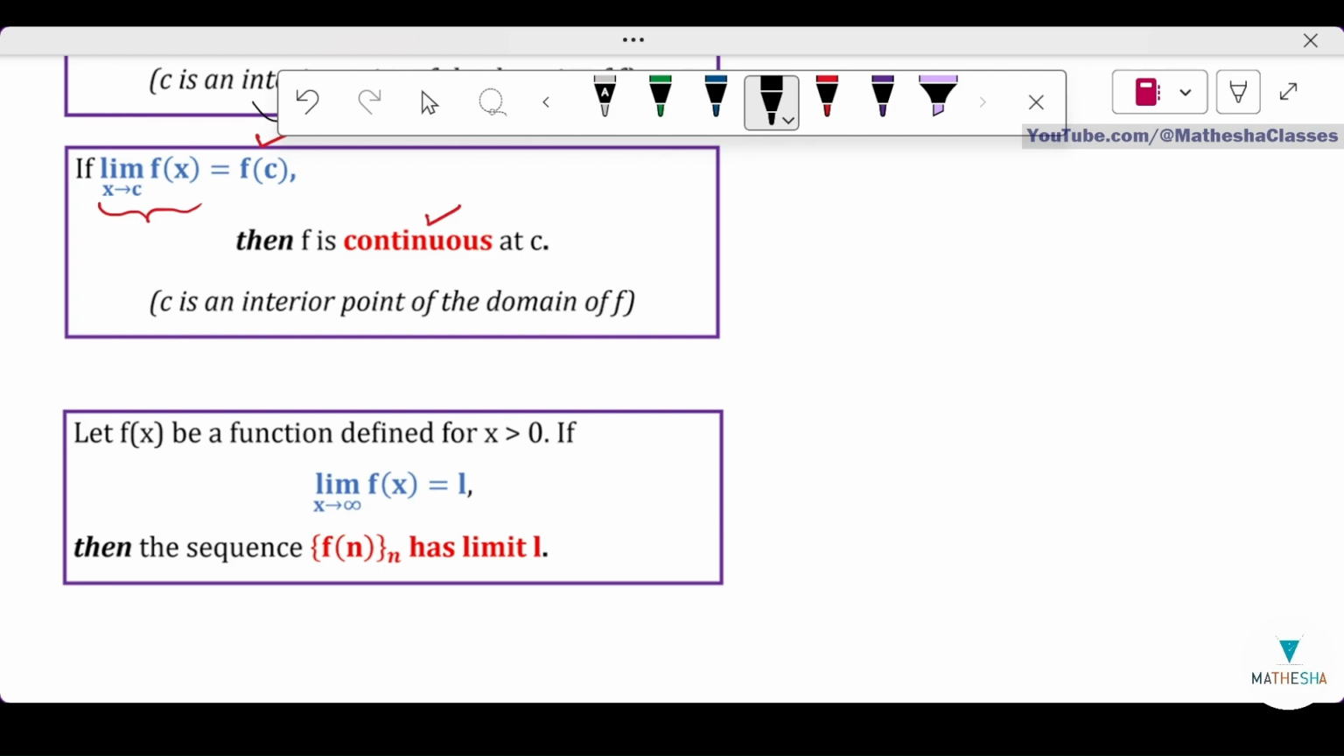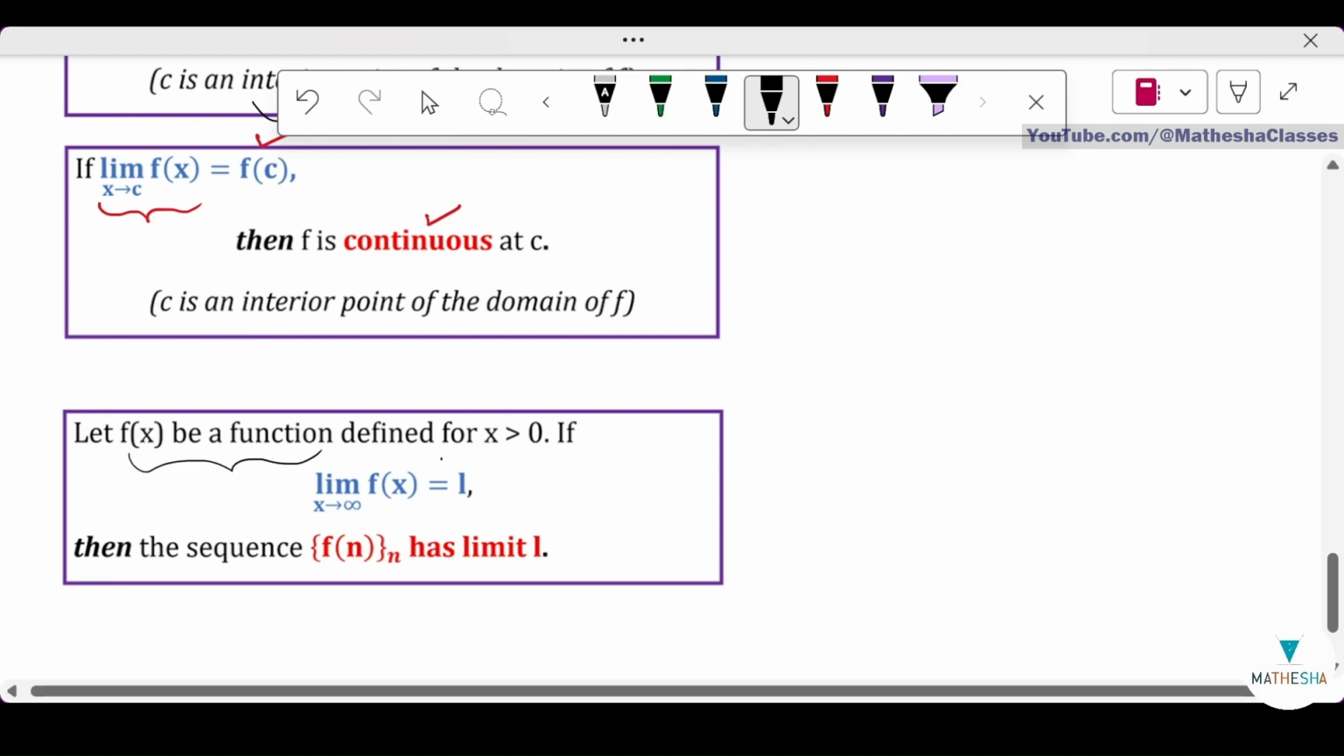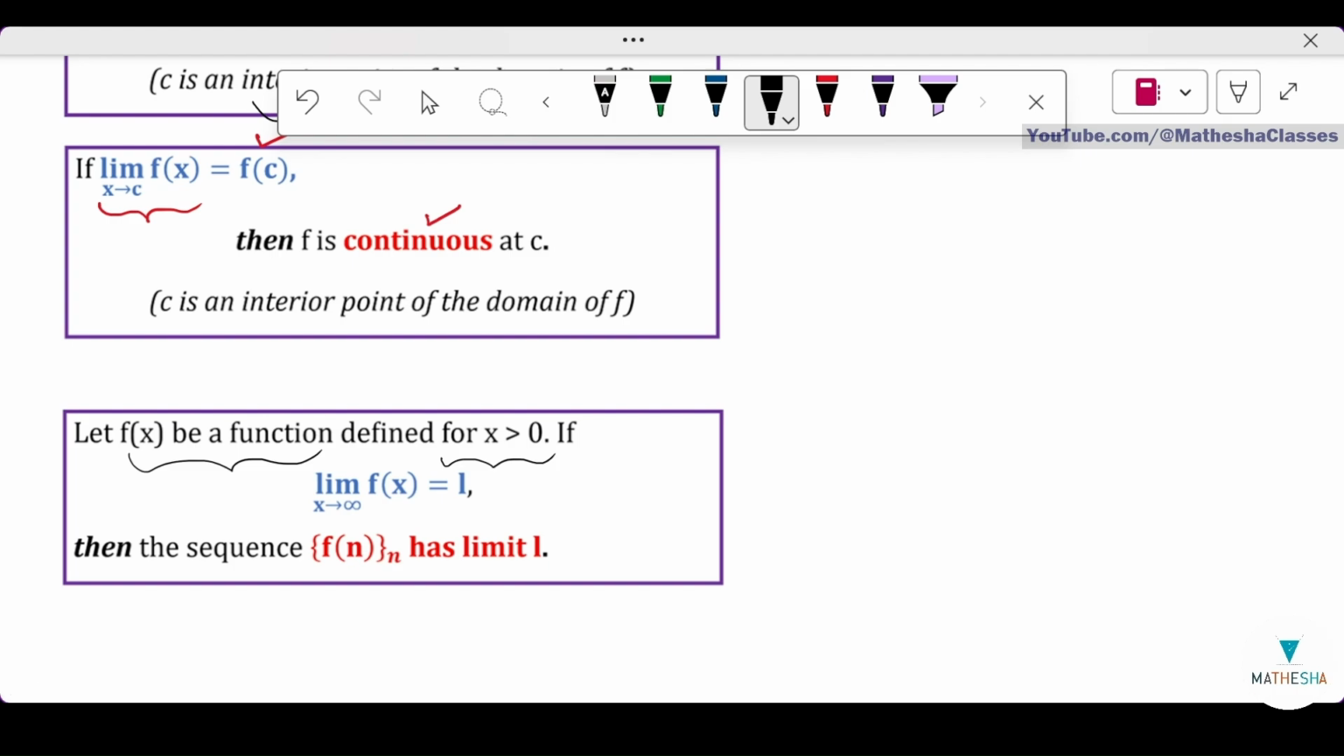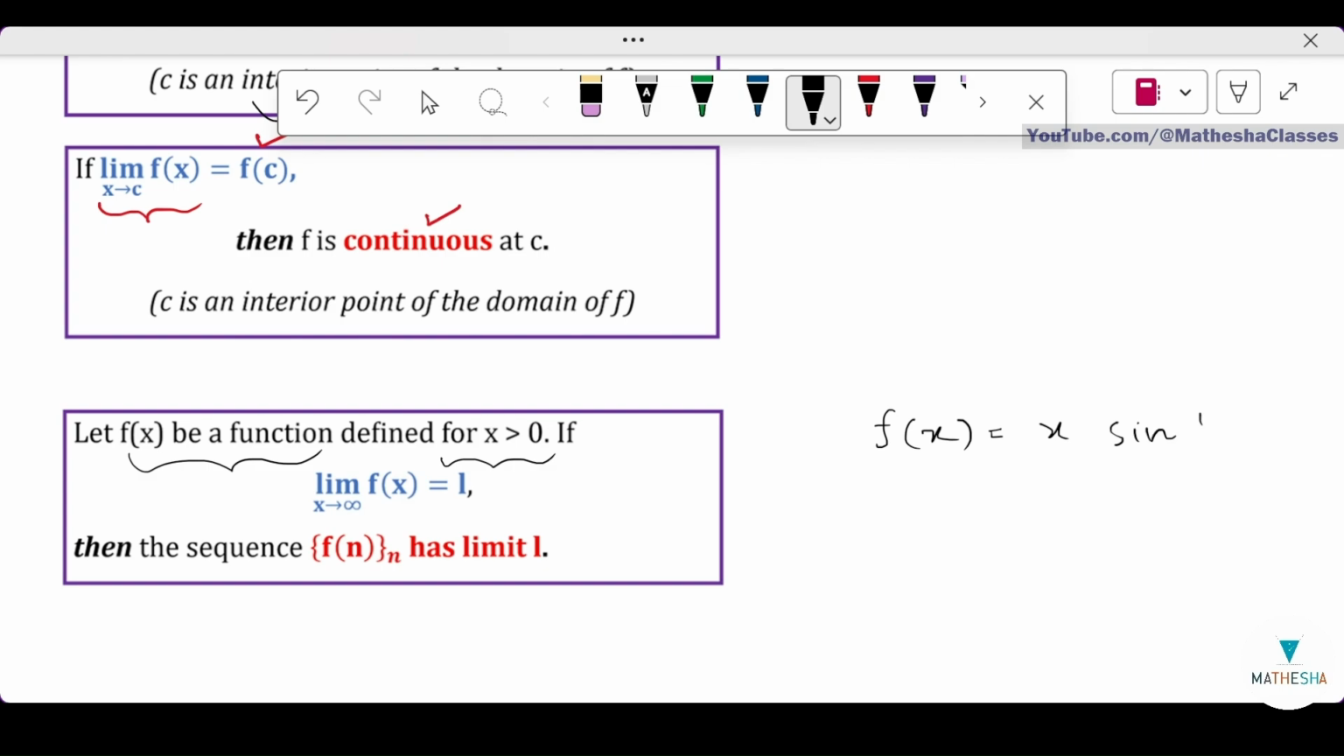Suppose आपके पास एक फंक्शन है जो पॉजिटिव x के लिए डिफाइंड है. Say for example, you are considering the function f(x) to be x sine 1 by x. So definitely this function is defined for x greater than 0.